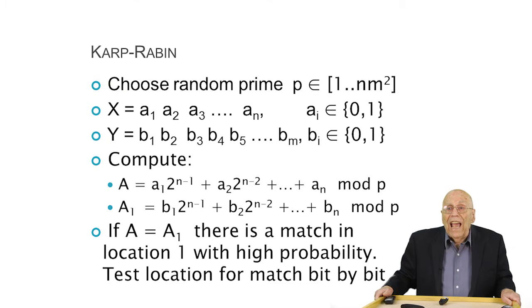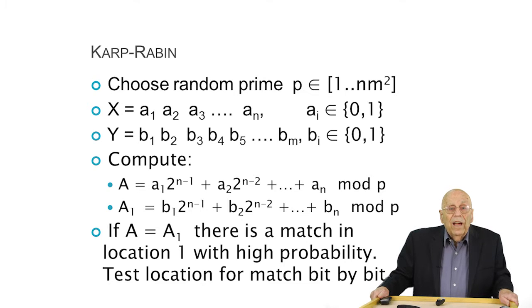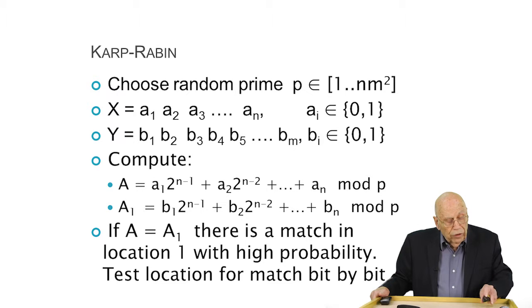We start by computing A, which is the pattern mod P. In other words, a number smaller than P. And we take the first stretch of n bits in the text, and we also compute and consider its residue mod P. Now, if A equals A1, there is a match in location 1 with high probability of being right. Now we test the location, namely the text, in this way using mod P residues bit by bit.